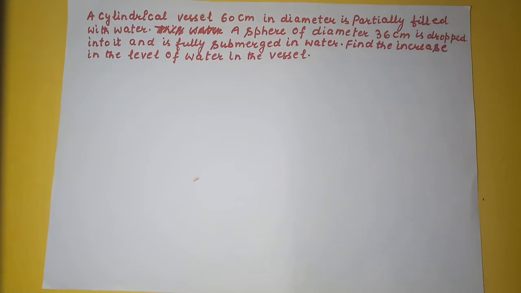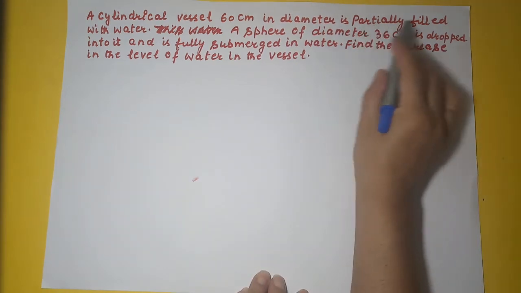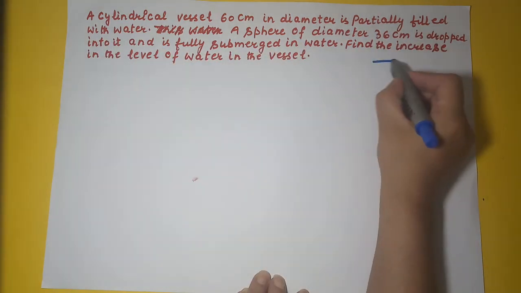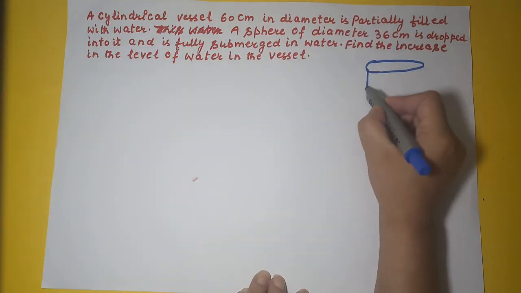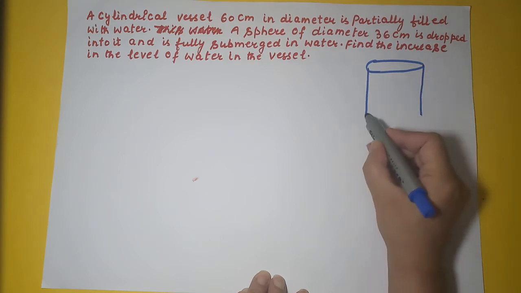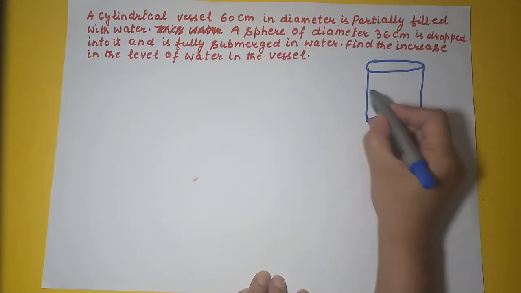In this video, we are going to continue with the spheres. Now, our question is that a cylindrical vessel 60 centimeter in diameter is partially filled with water. Alright, we have a cylindrical vessel which is partially filled with water.